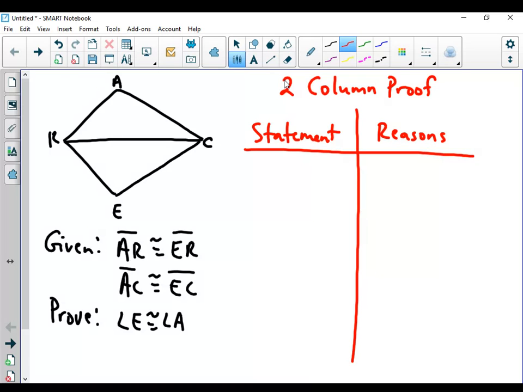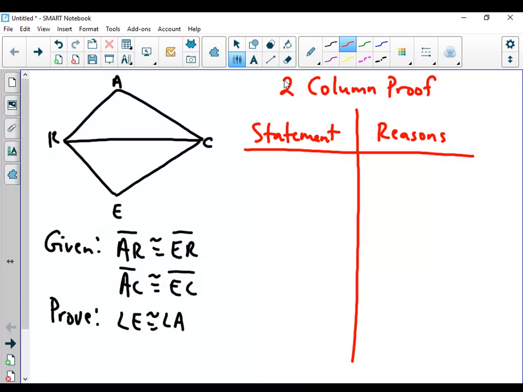And so we're going to still organize things in the sense of when we make a statement, we have to have a reason to back it up. But now instead of making that in a flow chart, we're going to have it organized in these two columns. Well, let's look at our information that was given. And again, get into the practice of marking the pictures.